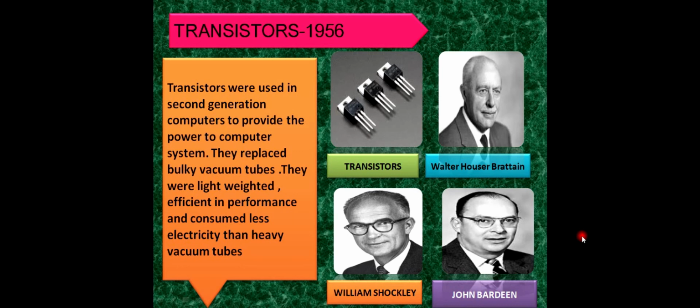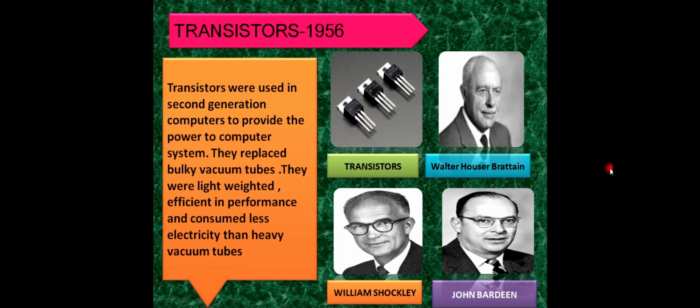And here you can see the persons who invented the transistor. You can note down their names as well. The first one is Walter Houser Brattain, and the next are William Shockley and John Bardeen. These three persons invented the transistors.